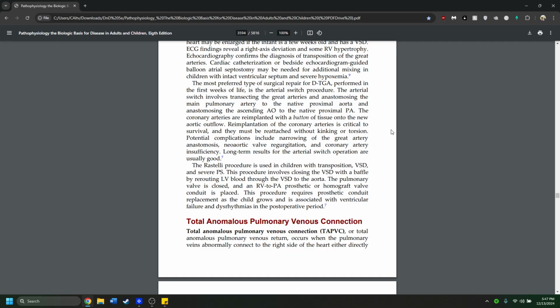The Rastelli procedure is used in children with transposition, VSD, and severe PS. The procedure involves closing the VSD with a baffle by rerouting left ventricular blood through the VSD to the aorta. The pulmonary valve is closed and the right ventricle to pulmonary artery prosthetic or homograft valve conduit is placed. This procedure requires prosthetic conduit replacement as the child grows and is associated with ventricular failure and dysrhythmias in the postoperative period.